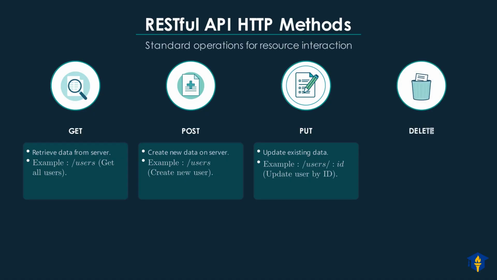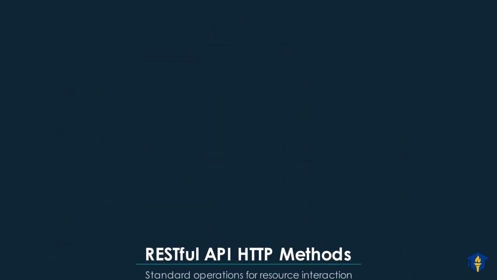As its name suggests, the DELETE method is used to remove data from the server. When a resource is no longer needed, a DELETE request will permanently remove it from the system. For example, DELETE to /users/ID will remove the user corresponding to that specific ID.